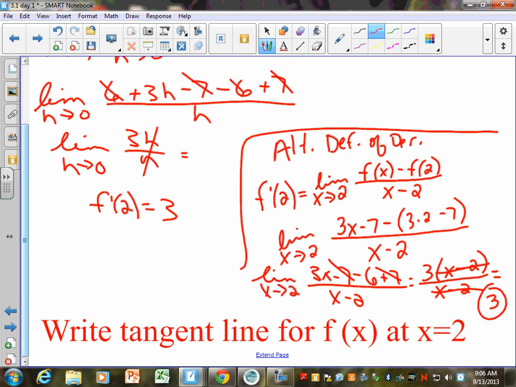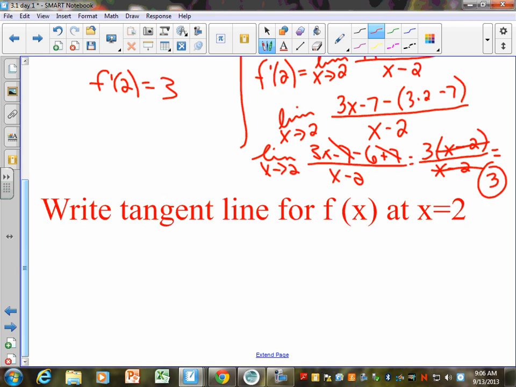I think there are a couple problems today talking about tangent lines again, so I just wanted to remind you: if I asked you to write the tangent line for that function at that same x value, what would we need to do? What do we need for a tangent line? We need a slope. Do we have the slope? The slope is the derivative, right? The slope is the derivative at 2. And what was our slope? What else do you need to write an equation for a tangent line?